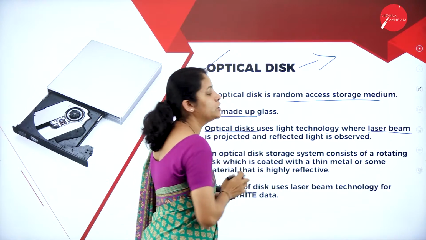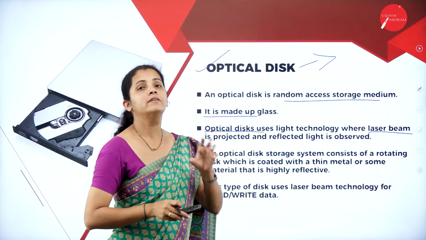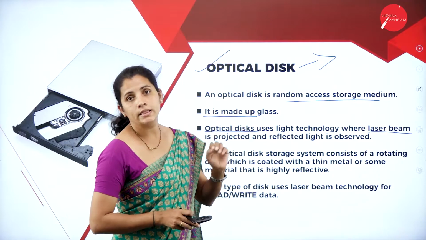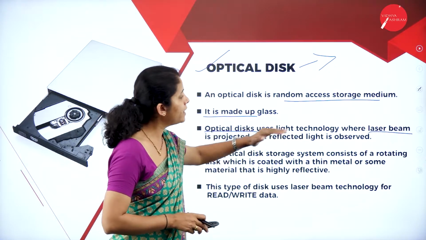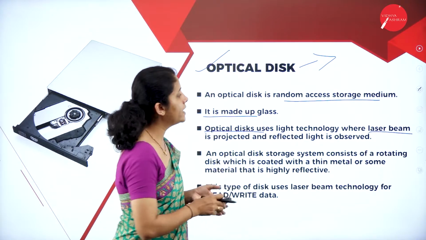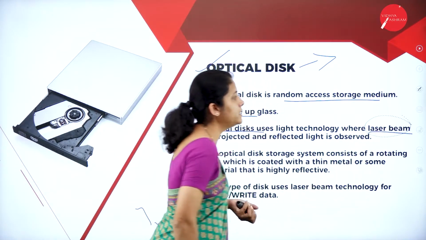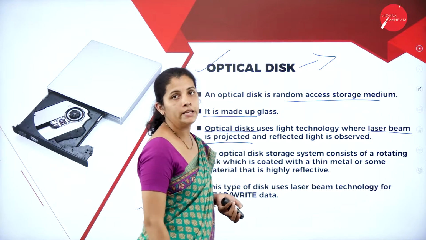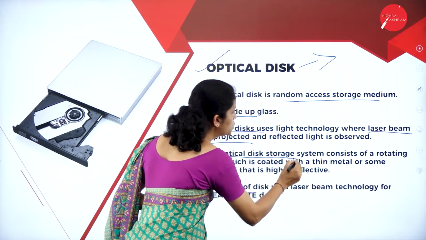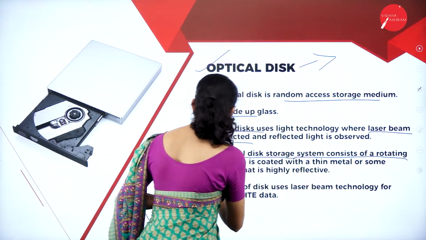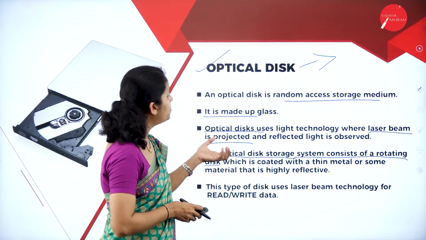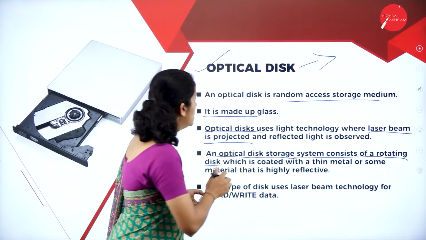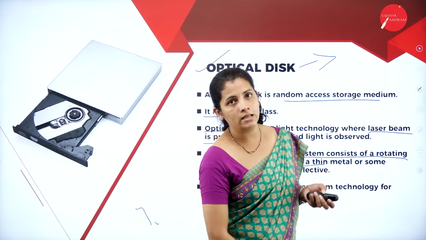So an optical disc uses light technology. That means whatever operation I want to perform on the optical disc is carried out with the help of light technology. So if it is light technology, then I'm going to have a laser beam. That means here I'm going to use a laser beam to write and read the data. An optical disk storage system consists of a rotating disk. That means the optical disk storage system includes a rotating disk, which is coated with a thin metal surface.